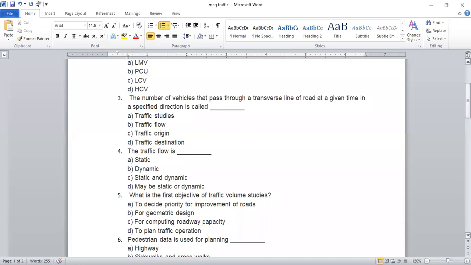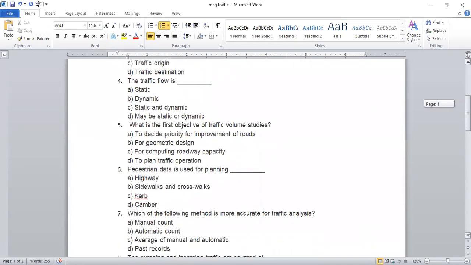We'll move towards the next question, the fourth question, which is also about traffic flow. What is traffic flow? Is it static or dynamic, or both static and dynamic? The traffic flow is a dynamic characteristic. Why?